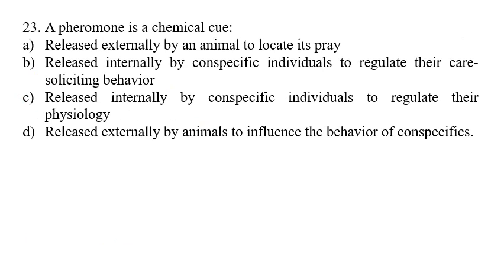Next, a pheromone is a chemical cue. Pheromones are chemical substances that are created and emitted by organisms and odorants, often as oil or sweat, into the environment. These may influence the behavior or physiology of other members of their own species. That means it is released externally by the animals to influence the behavior of conspecifics. So the correct option is D.